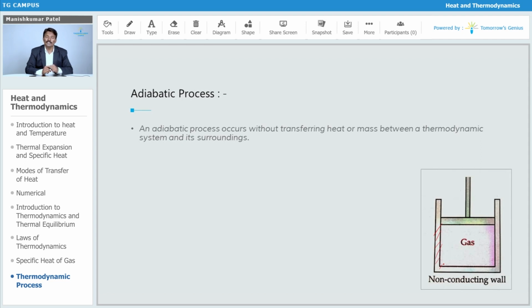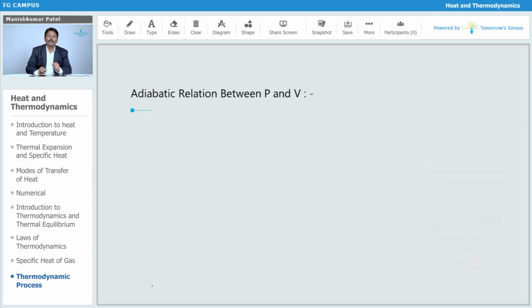If it is a slow process, then it is an isothermal process. But since this is a very quick process, we call it the adiabatic process. Now you have to find the relation between P and V for this case. Again dq is equal to dU plus P dV. Since dq is equal to 0, there is no exchange of heat with the surroundings, so we can write it for dU.